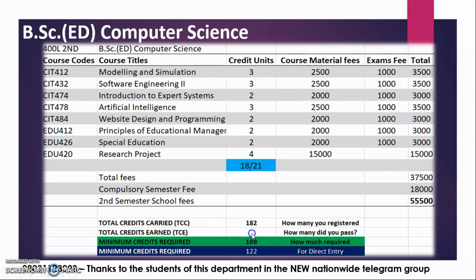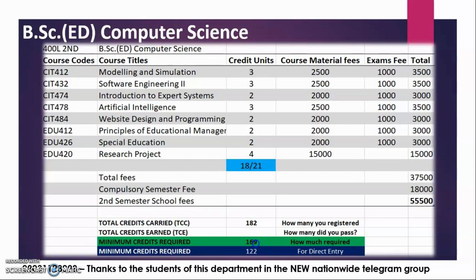The ones you have passed, how many credit units are they? Even if it's E or D, whatever, how many credit units? You sum them up, you will know. But in the end, after summing it up, is it up to 169? If it is, congratulations. That means you've made it.